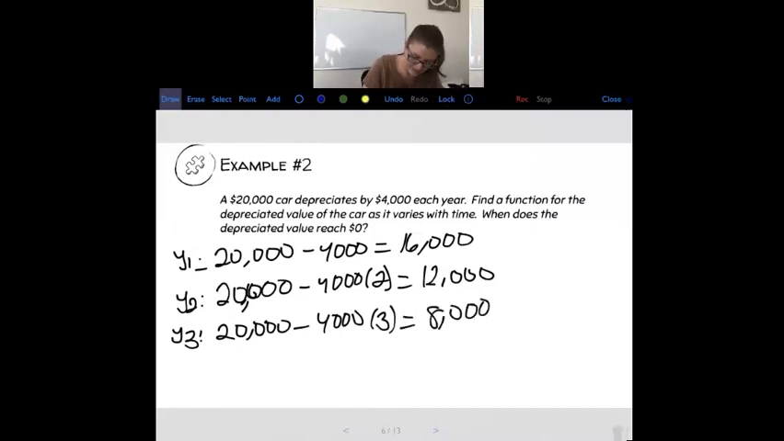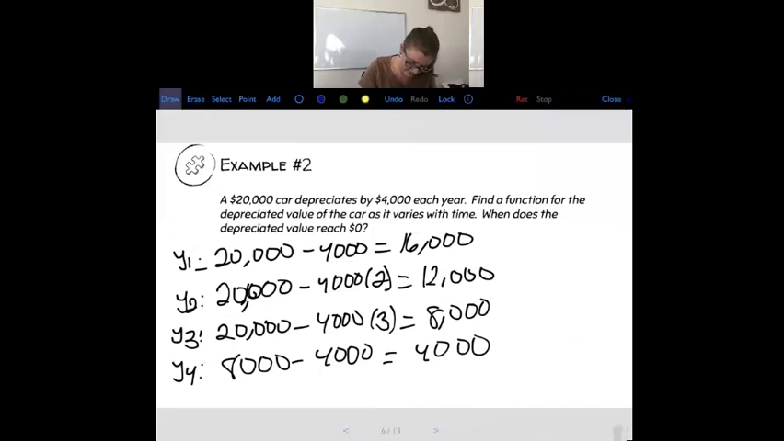Okay, you can probably see what's happening here. At the end of year 4, if you wanted to use the 8,000, and then year 5. So 4,000 minus 4,000 equals 0. So to answer the question, when does the depreciated value reach $0? At the end of 5 years, or 5 years. Okay, so this is how to kind of think through what's happening with the mathematics of this problem. And the next slide will go over what the equation looks like.